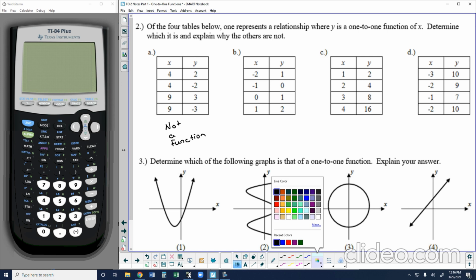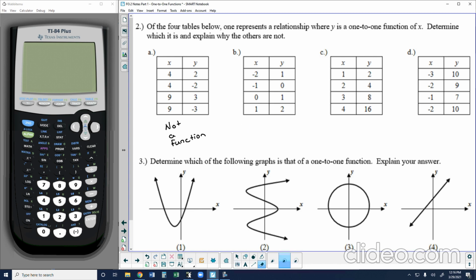Let's take a look at B. Here I look at all of the x's going to one y. However, I see a y value that is repeated. The y value of 1 is repeated. So 1 on the y value is going to -2, and 1 in the y is also going to 0 on the x value.